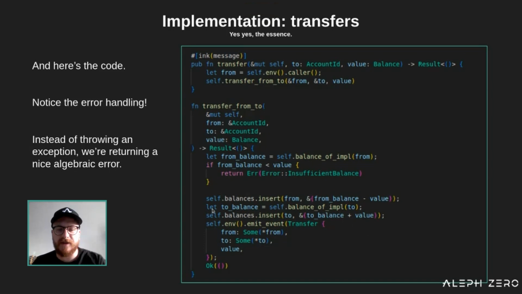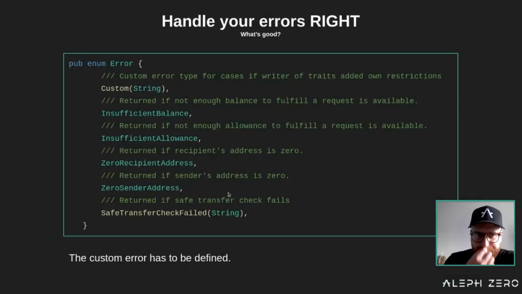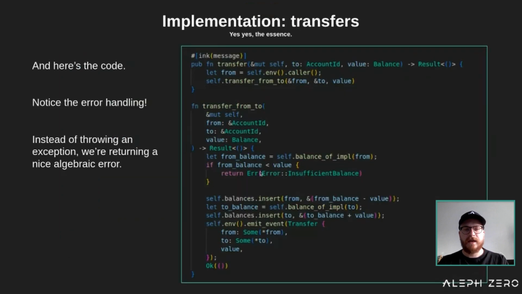Now we're also emitting an event and returning okay, but about that later. How do we handle errors? As you can see here, if something bad happens, we are returning an error of some sort.